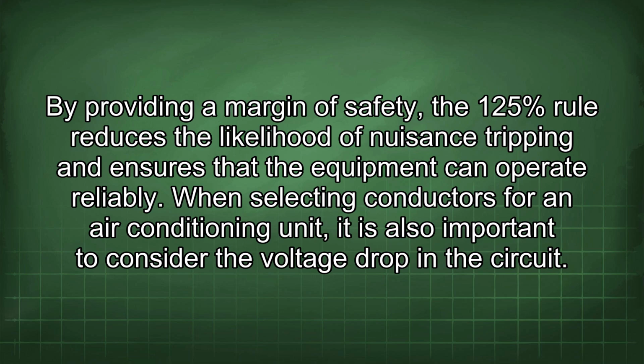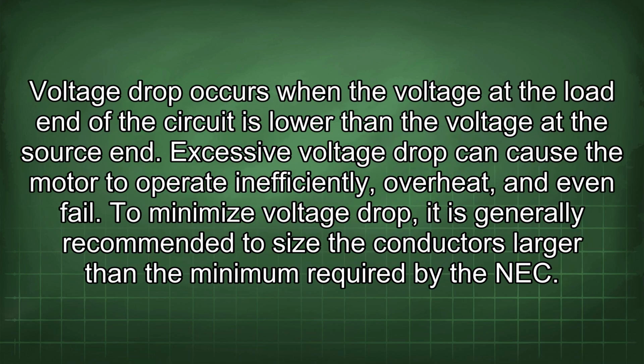When selecting conductors for an air conditioning unit, it is also important to consider the voltage drop in the circuit. Voltage drop occurs when the voltage at the load end of the circuit is lower than the voltage at the source end. Excessive voltage drop can cause the motor to operate inefficiently, overheat, and even fail. To minimize voltage drop, it is generally recommended to size the conductors larger than the minimum required by the NEC.